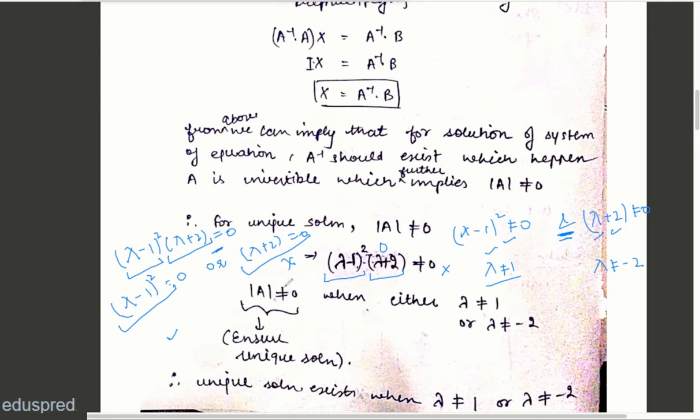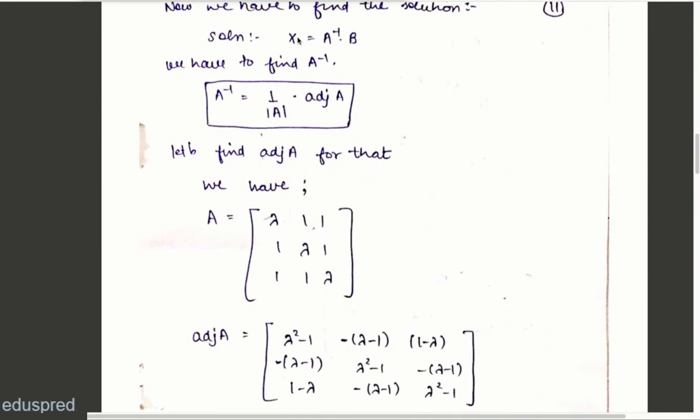Thus, determinant of A is not equal to 0 when, incorrect, sorry on my part, when lambda is not equal to 1 and lambda is not equal to minus 2. Thus, for the unique solution, we want that lambda should not be equal to 1 and lambda should not be equal to minus 2. Now, let's find the solution. We have x is equal to A inverse B.